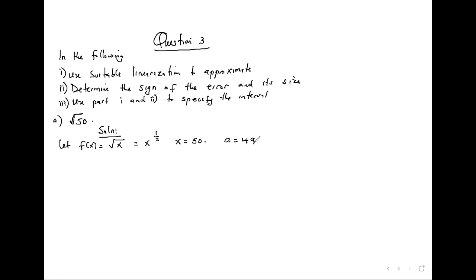So now we look for the first derivative, f prime of x, that is half x to the negative half. The first derivative, and then, because you're going to get the error here, you also get the second derivative. So you differentiate again, you get negative 1 over 4 x to the power negative 3 over 2.